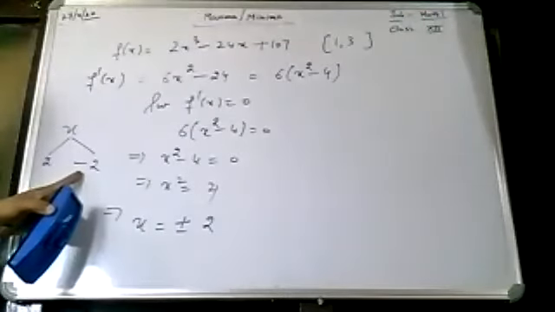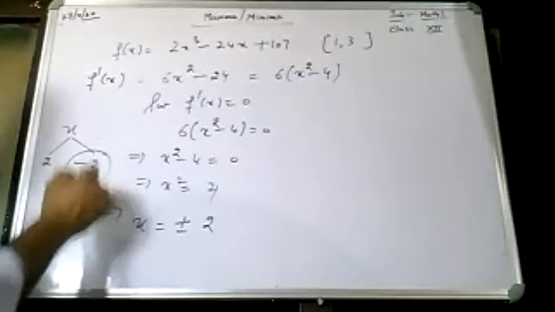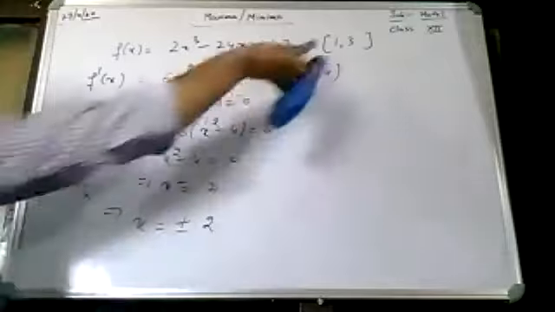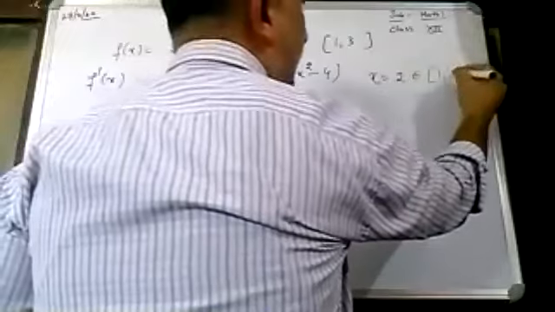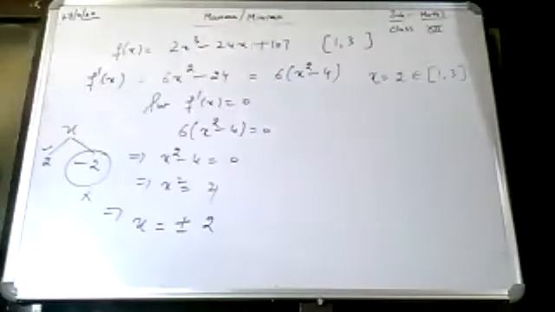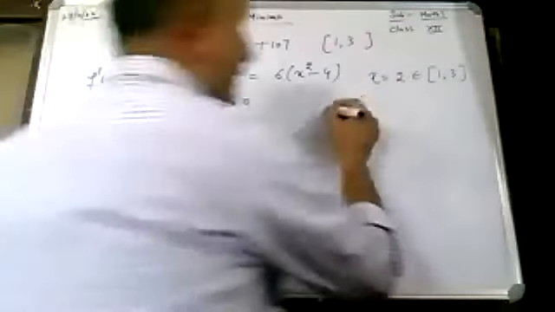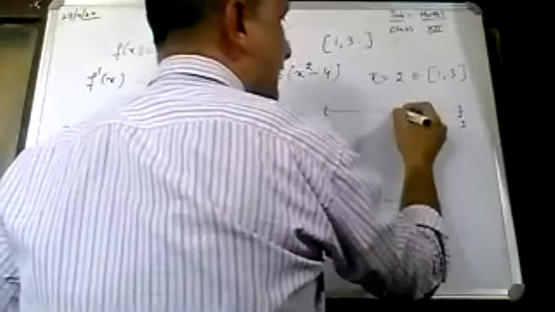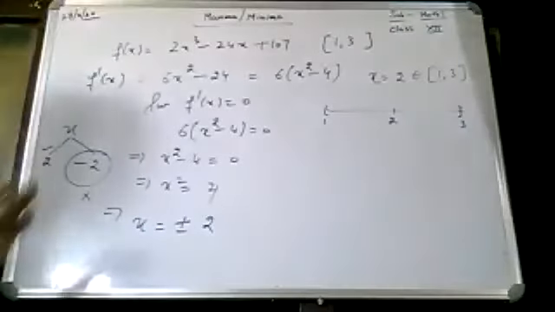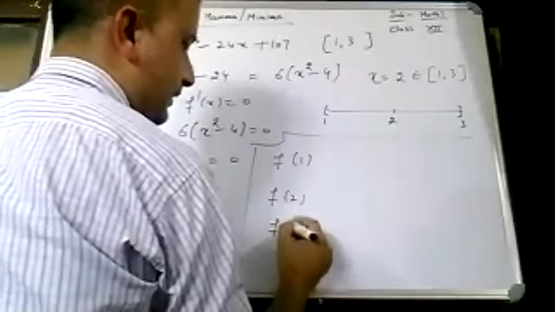So class, you can clear cut see minus 2 does not belong to this interval. So we will leave x is equal to minus 2 and select x is equal to 2, because x is equal to 2 belongs to the closed interval 1 and 3. So class, now in totality, you are having how many points? This is 1, this is 3, and in between you got one more point, that is 2. Clear? So पहले क्या चेक करेंगे क्लास? f of 1 पे चेक करेंगे, then f of 2 पे चेक करेंगे, then f of 3. Clear?